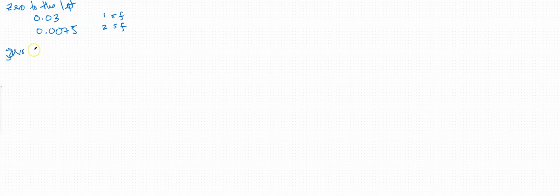So if we need significant figures to talk about uncertainty, let's talk about significant figures first. If we see these two numbers, 0.03 and 0.0075, well, when you have zeros to the left, they don't count. In this case, we have one significant figure. In this case, we have two significant figures. That's zeros to the left. Zeros to the left. Now, zeros to the right.